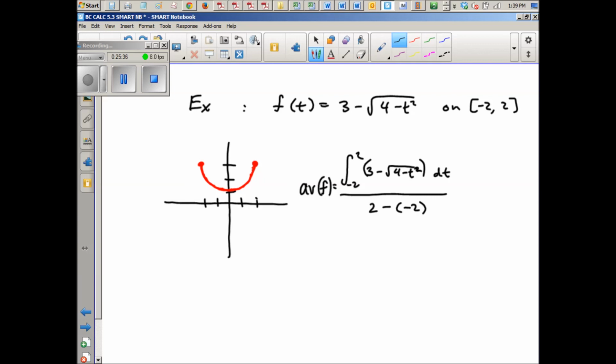Okay, there's your function. And there are a lot of y-coordinates in there, but there's an average y-coordinate. Integral over interval. Watch out for that interval. You're subtracting 2 minus negative 2. So that's going to be a 4 on the bottom. You can use math 9 to get that top integral. And then just divide by 4.